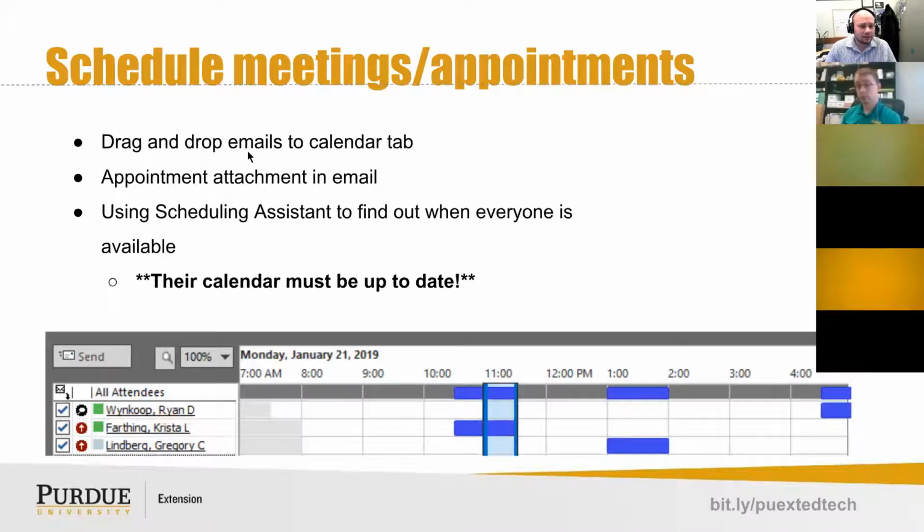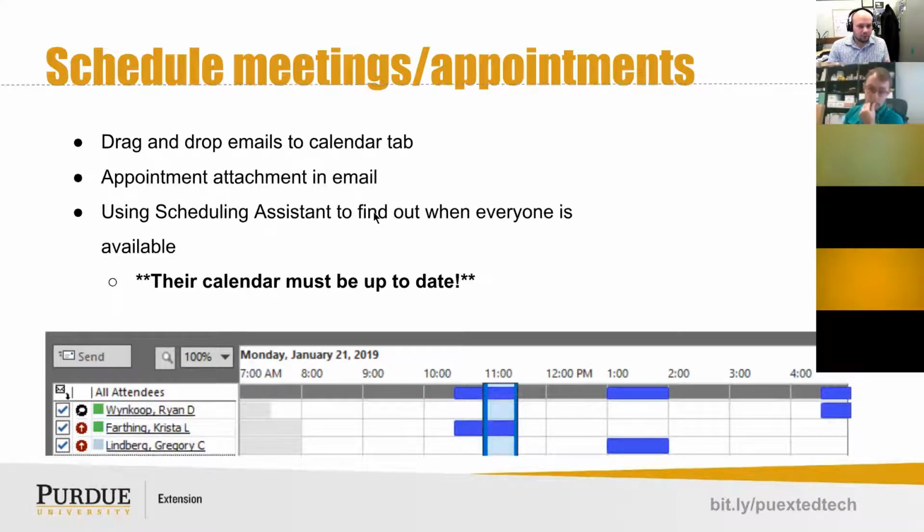I'll demonstrate what that looks like. There's also appointment attachments in email. I can show you what that looks like. That makes it easy to add events to your calendar. But the scheduling assistant is what I want to talk about. There's a feature called scheduling assistant in Outlook, so you can see everyone's calendar and when they're free and available.